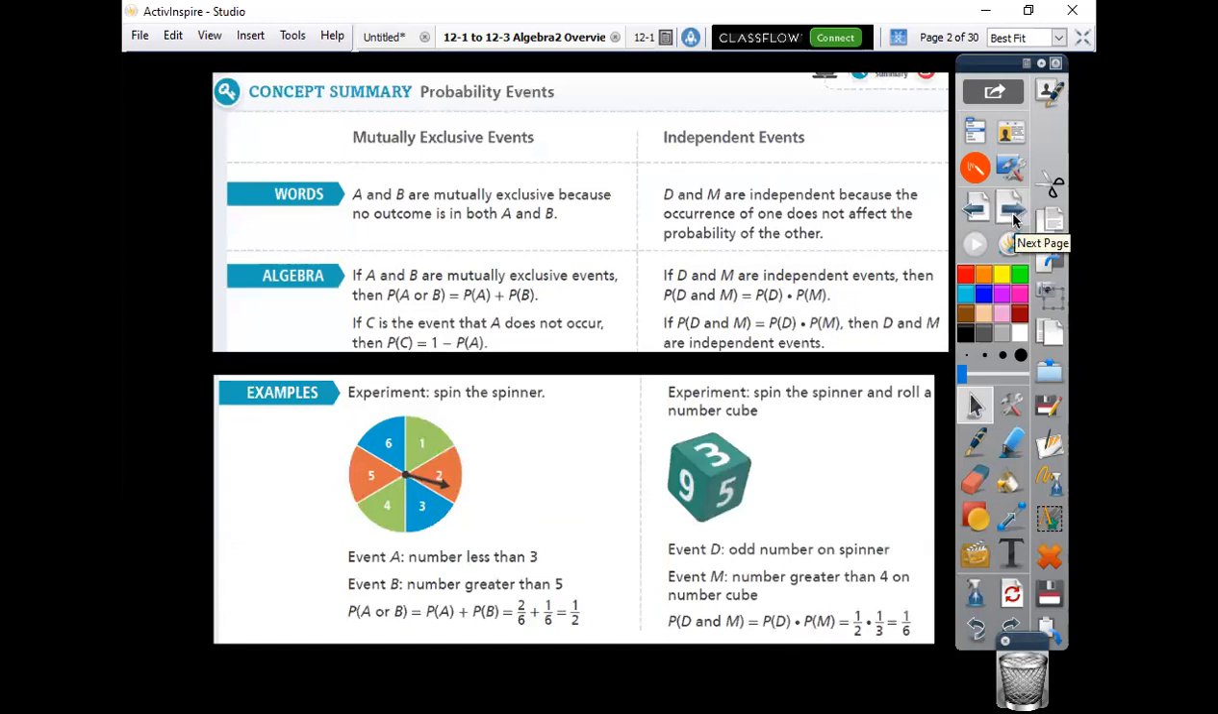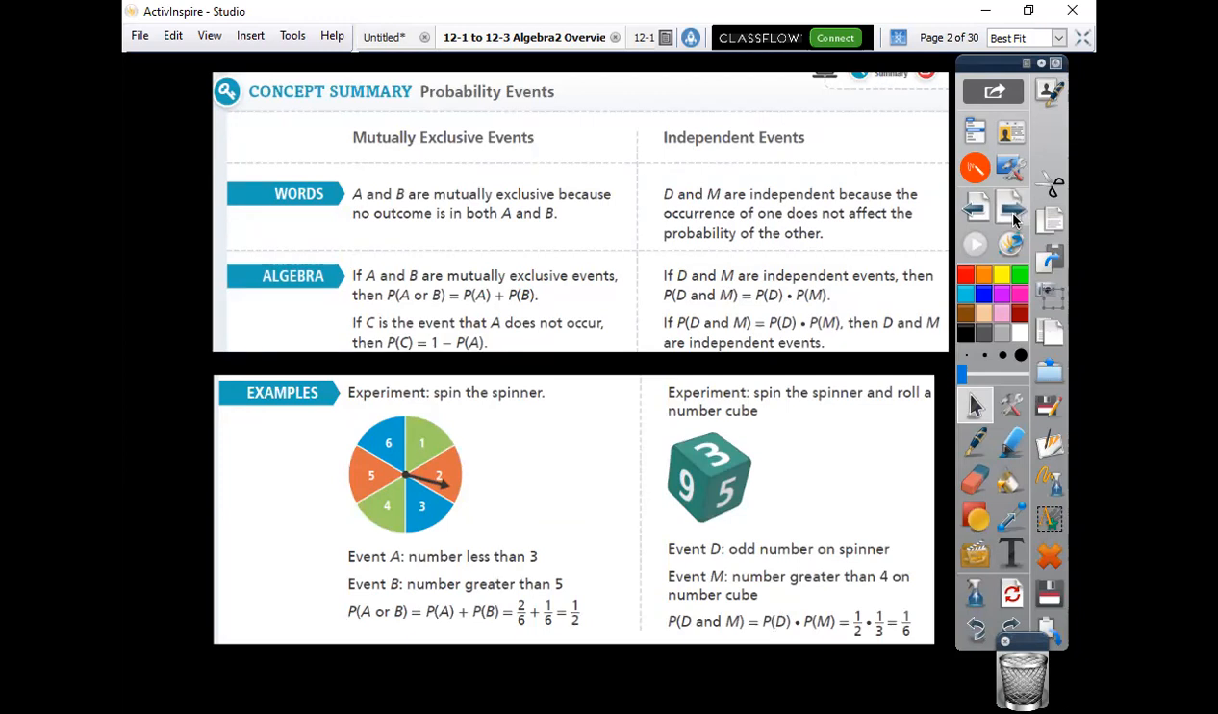Mutually exclusive events, no outcome is in both. So when you have two things that are totally separate, you can't have one that's a part of the other. That's mutually exclusive. So if we look at the example at the bottom with the spinner, if A says you're going to spin a number less than 3, and B says you're going to spin a number greater than 5, there's no way that something can be in both of those at the same time.